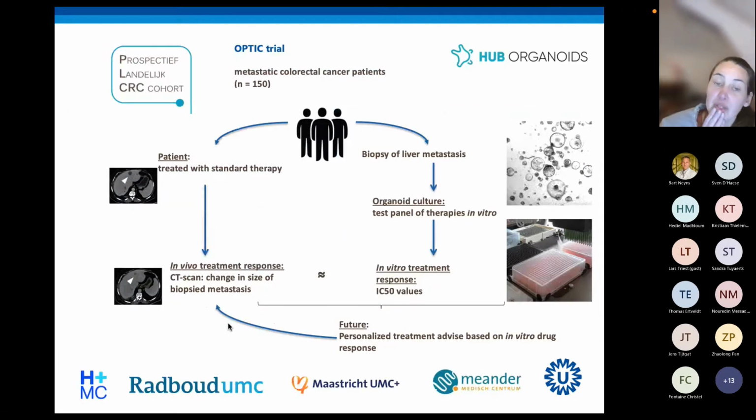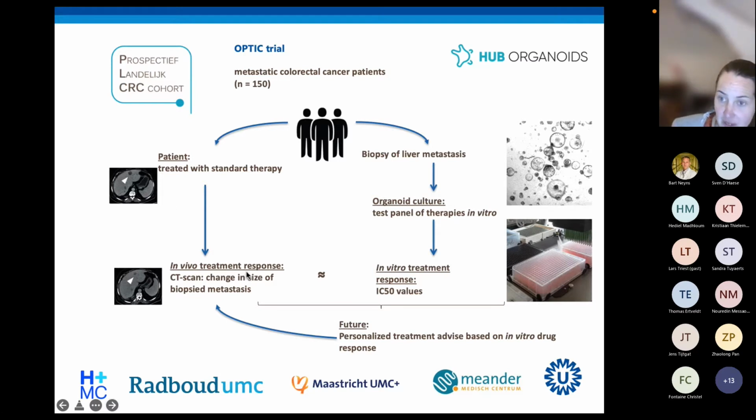Well, one trial we are currently running is the OPTIC trial to really validate the predictive value of organoids for standard of care treatment. So what we are doing is we take a biopsy of a metastasis, we grow the organoids, and we treat the organoids with all standard of care drugs in vitro. The patient is in the meantime treated with physician's choice standard of care therapy. We of course evaluate the response to treatment, and then we can correlate the response of the organoid with the response of the patient. So we can see how well and what is the predictive value of organoids for standard of care treatment.